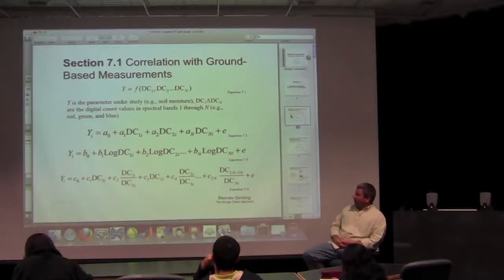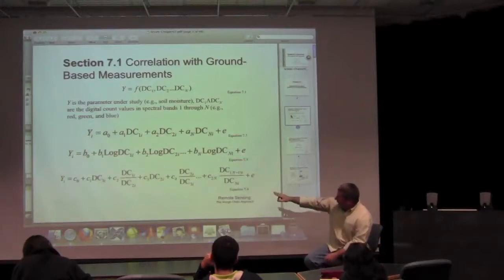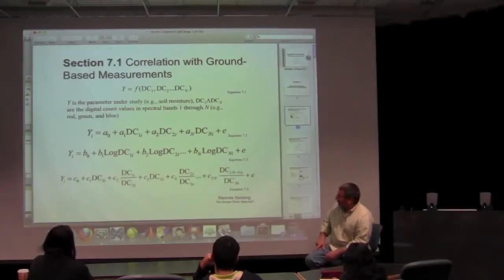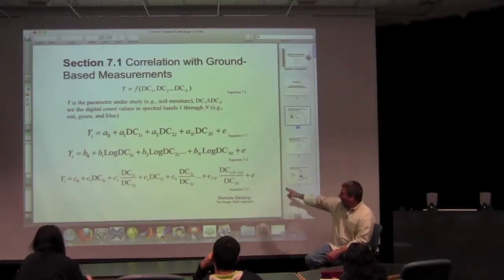But if you have enough data, well, let's look at the last case here, where you have C0, C1, C2, C3, C4, and C2 to the n coefficients. If I had 2 to the n plus 1 points for observations that I made on the ground, what would my error be?